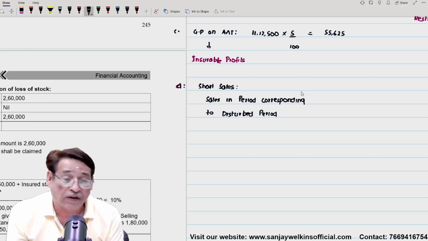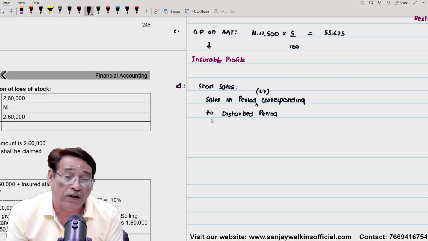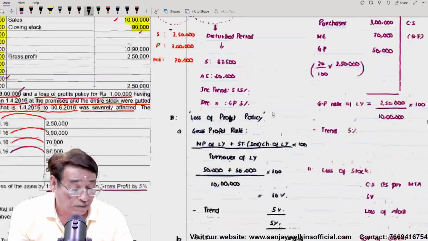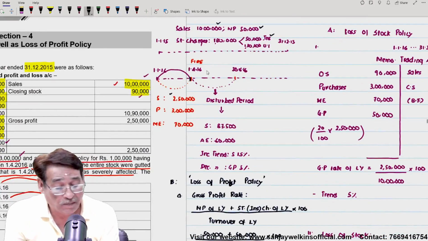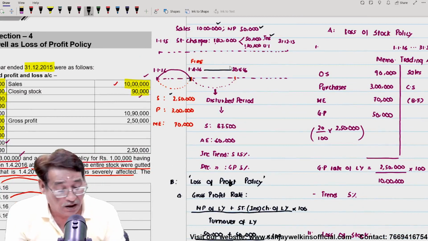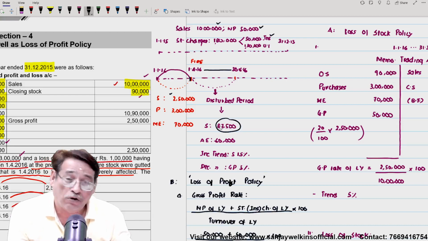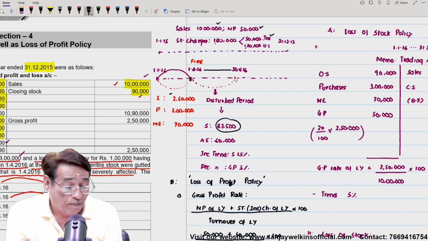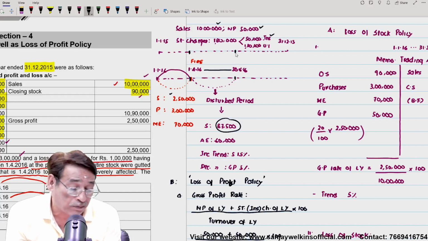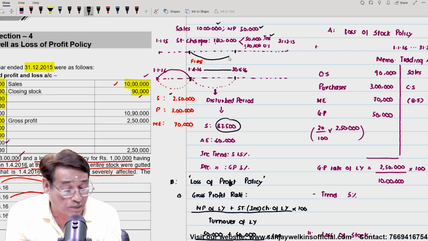Sales in the period, that means in the last year, and in the period which corresponds to the disturbed period. The problem is that your disturbed period this time is given to you as 1/4/2016 till 30th of June 2016. And you are given that in this period you have actual turnover of 87,500. But now this is the disturbed period. The same period I will take here now. Correct? Corresponding period, which is corresponding to the disturbed period. This is your corresponding period.